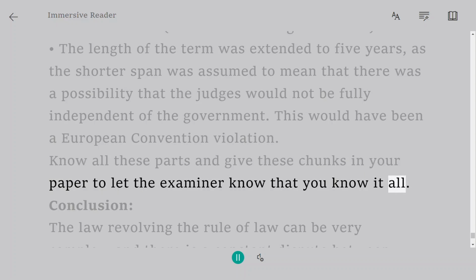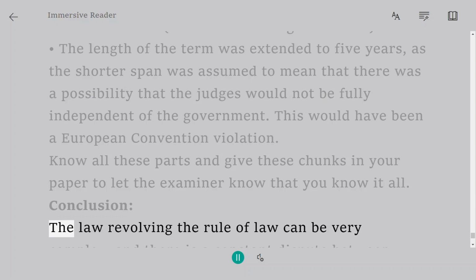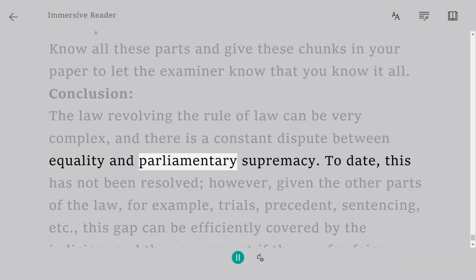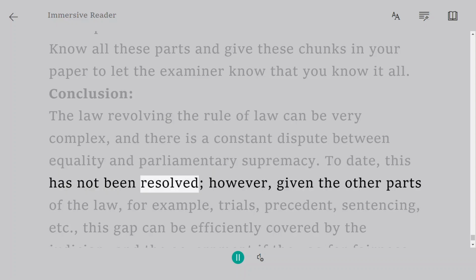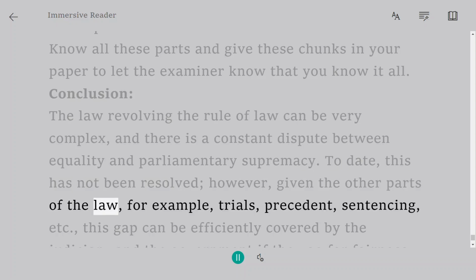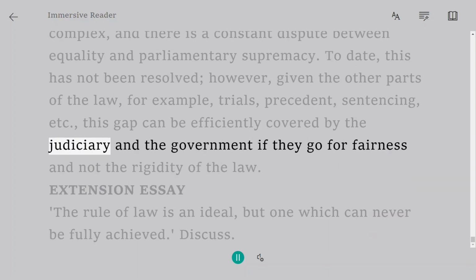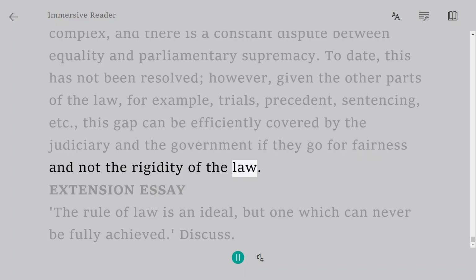Conclusion. The law revolving around the rule of law can be very complex, and there is a constant dispute between equality and parliamentary supremacy. To date, this has not been resolved, however, given the other parts of the law, for example, trials, precedent, sentencing, etc., this gap can be efficiently covered by the judiciary and the government if they go for fairness and not the rigidity of the law.